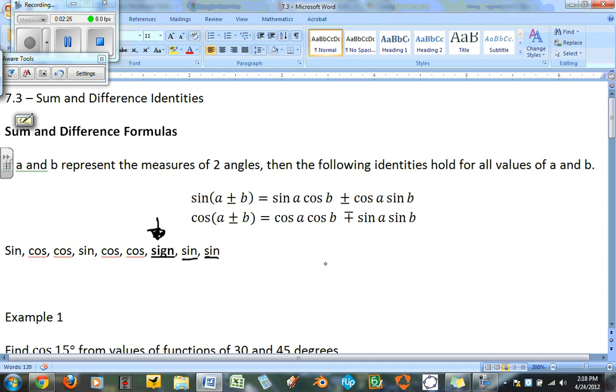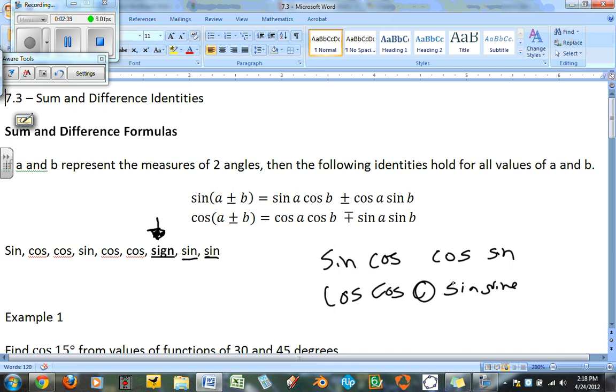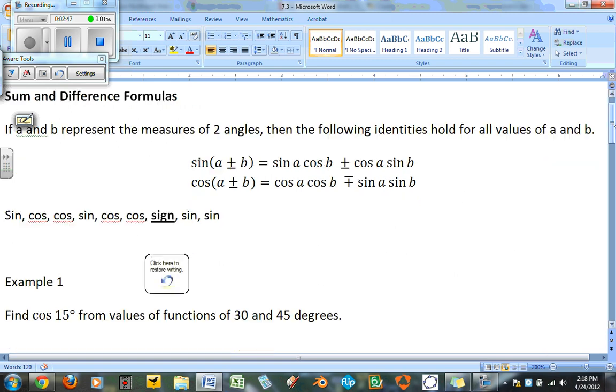It means opposite signs. So how I remember it is sine, cosine, cosine, sine, cosine, cosine, sine, sine, sine. That's how I remember it, a trick that I use.